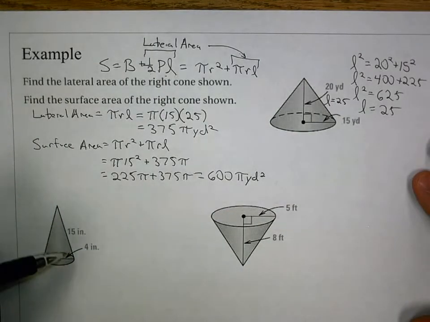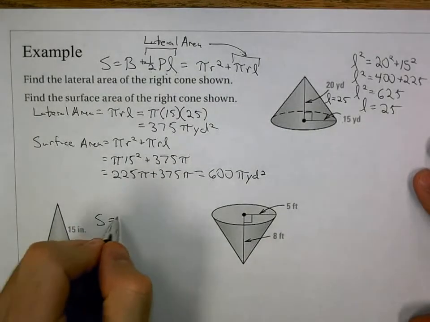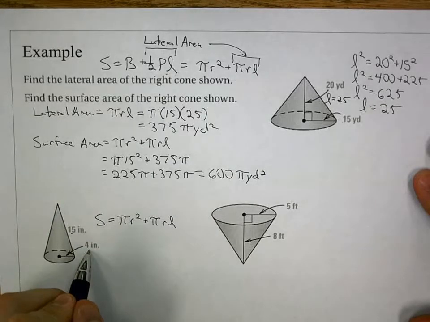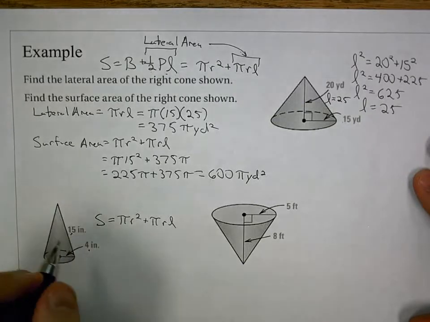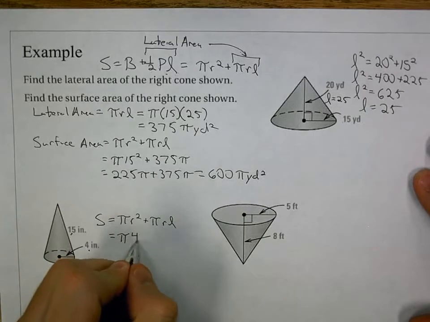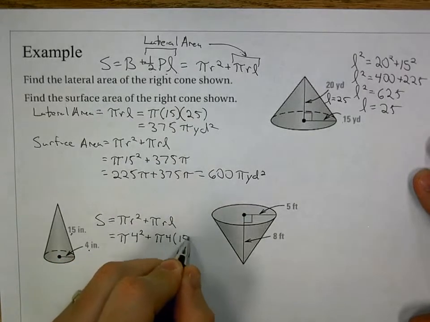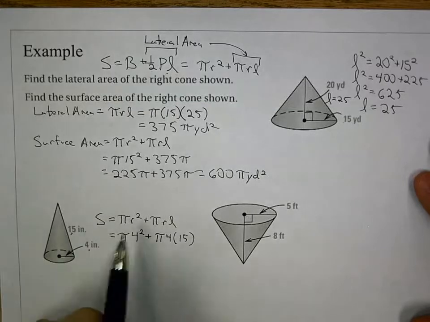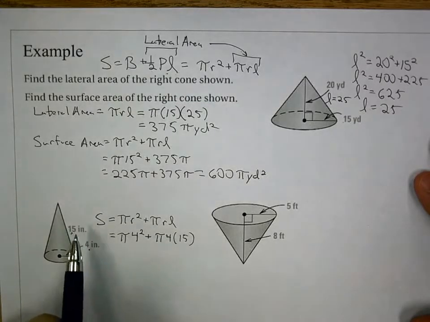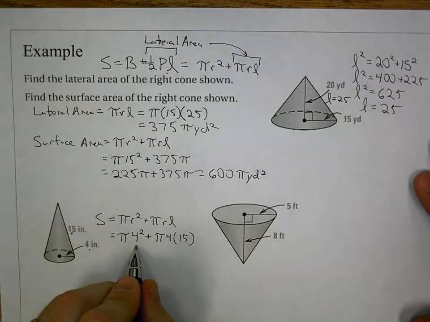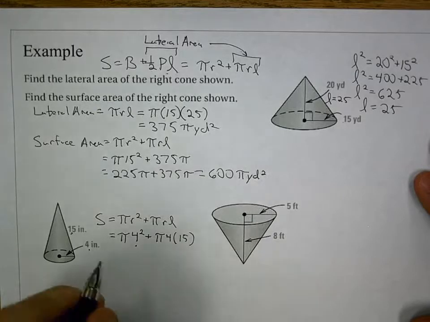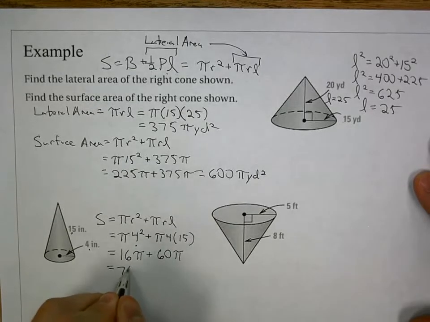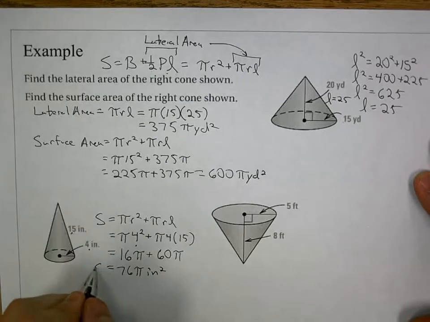So make sure you're clear. If we're looking for surface area, we look at the outside value. We're looking for surface area of a cone on this problem. Pi r squared plus pi rl. 15 is our slant height. 4 is the radius. I plug in pi times 4 squared plus pi times 4 times 15. I get 16 pi plus 60 pi. Combine those and it's 76 pi inches squared for my surface area.